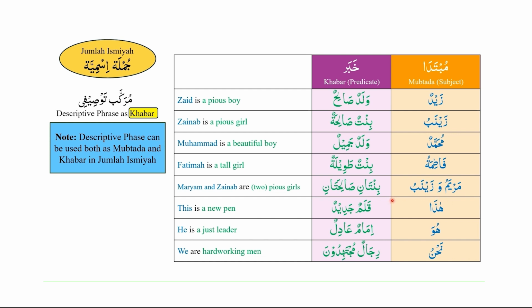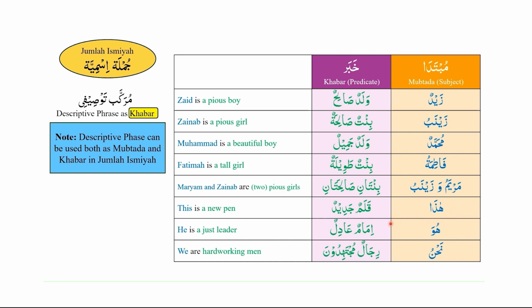Haza qalamun jadidun. This is a new pen. Haza is definite in capacity because it is a demonstrative pronoun. Furthermore, haza will be haza in rafa, nasab and jar status.